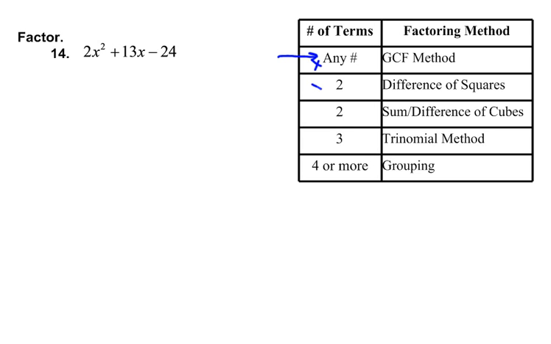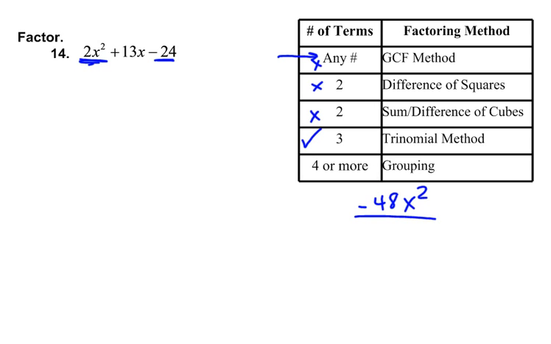Then we'll check: we don't have a difference of squares, we know, because there's two terms. There's also, there's not two terms, there's three terms. So we know we don't have a difference of squares or a sum or difference of cubes, but we do want to use the trinomial method because we have three terms. So, as you may remember, we're going to take our first and last terms and multiply them together. That would give us negative 48x squared.